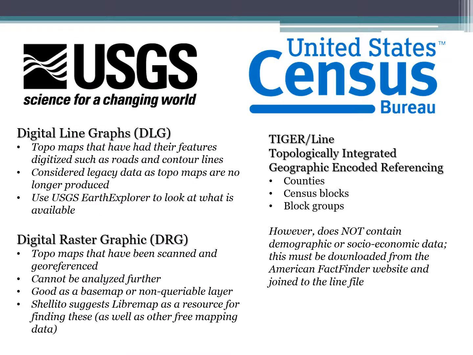So the USGS, or the United States Geological Survey, has their information in GIS formats in the form of digital line graphs or digital raster graphics. Digital line graphs, also DLG for short, are topo maps that have their contour lines as digitized features, so you can actually manipulate that data and use the information, as opposed to topo maps that have just been scanned and georeferenced, which you can use more like a base map, but they cannot be analyzed further. They're static images.